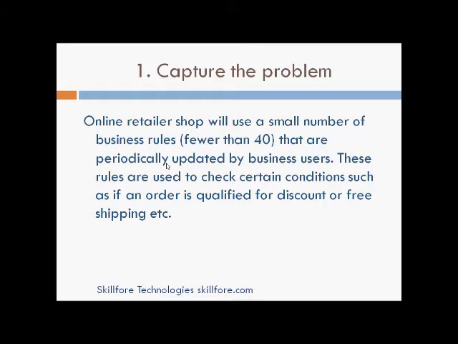Our first step in the process of documenting architecture decisions is to capture the problem. So this is how we captured the problem. The problem says the online retailer shop will use a small number of business rules, fewer than 40, that are periodically updated by business users. These rules are used to check certain conditions such as if an order is qualified for discount or for free shipping, etc. So this is the way I captured the problem. It should be short and succinct, and at the same time it should provide all the details that help us arrive at an appropriate architecture decision.